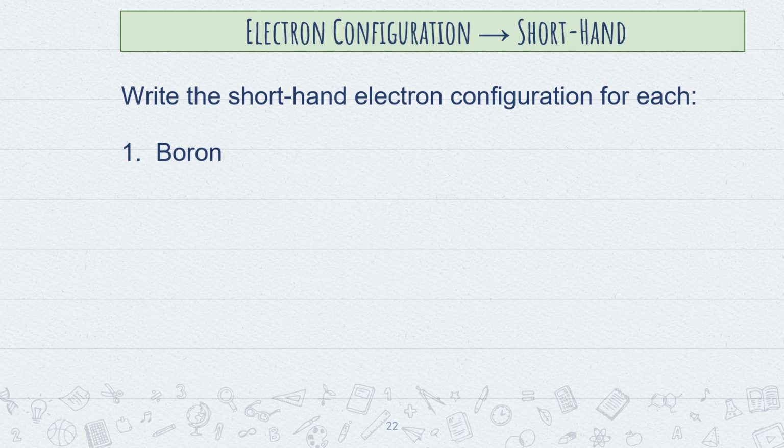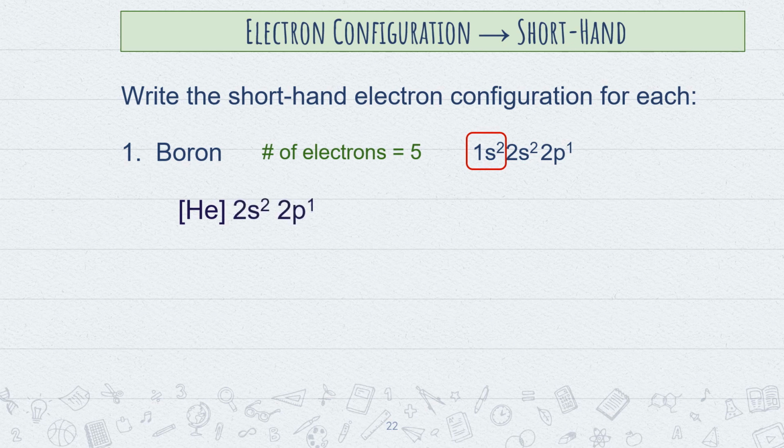Boron. Boron's a little silly because it is a short one, but it's a good example of how to do this. So there are 5 electrons. If we write out the full configuration, 1s2, 2s2, 2p1. So the only thing that's already filled is the first floor. So my noble gas that I want to pick is helium. It's my only option. And then I just fill in what's left over, 2s2, 2p1.